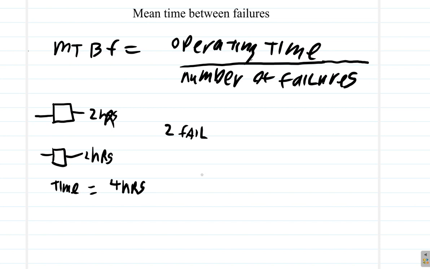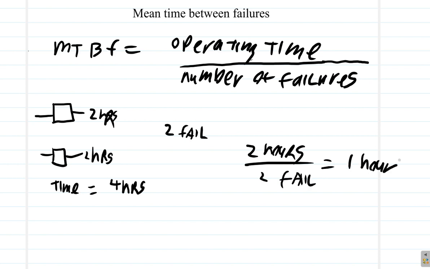Then in this case, the time will be 4 hours over number of failures 2, which is 1 hour. So you could say, alright, 4 hours divided by 2 failures. You could say there will be 1 hour per failure, because what happened? You have 2 of them being tested during a 2 hour time and both of them fail. So you could say each of them lasts 1 hour. Alright?